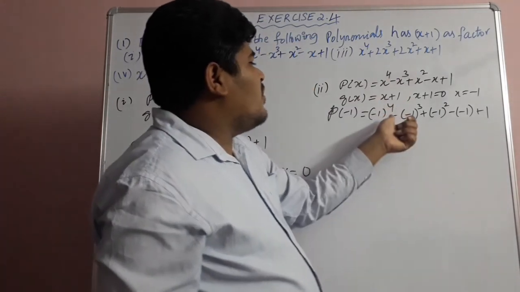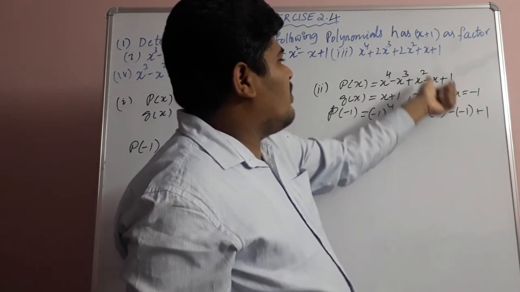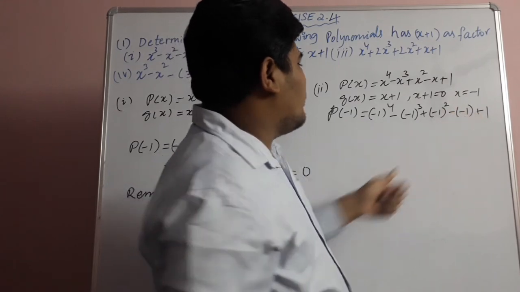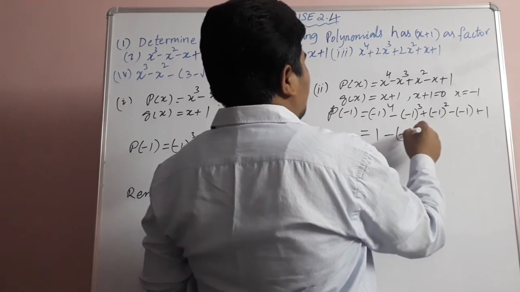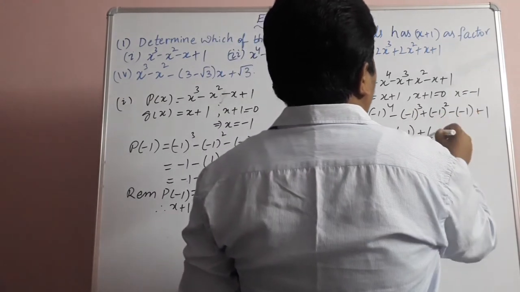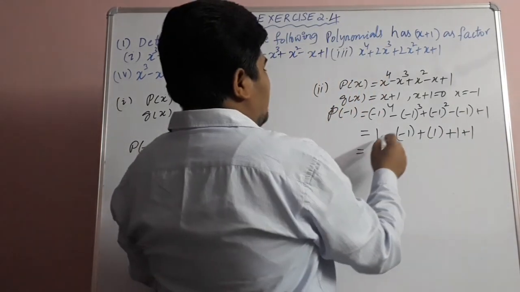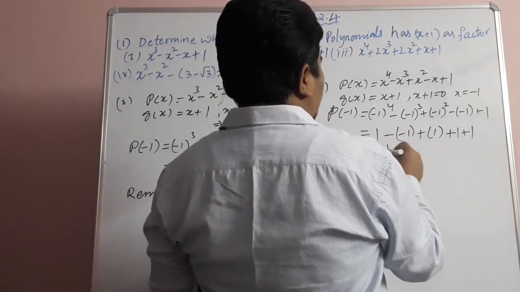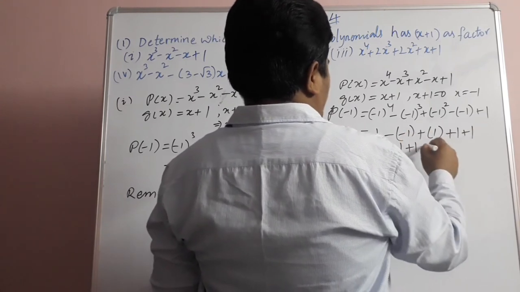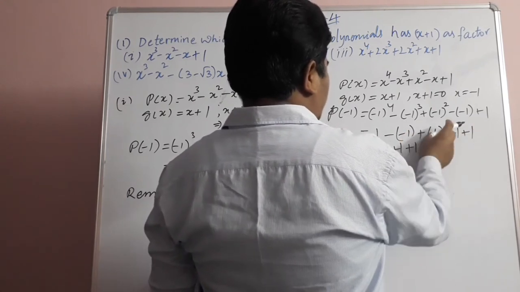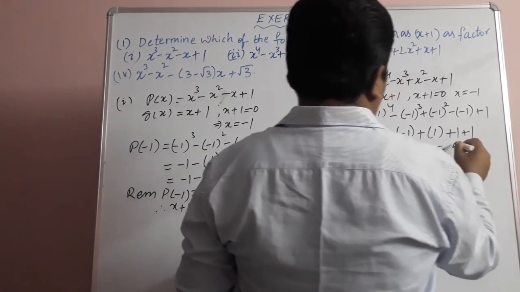Negative 1 to the power of 4 minus negative 1 to the power of 3 plus negative 1 to the power of 2 minus negative 1 plus 1. So (-1)^4 is 1, minus of (-1) cube is plus 1, plus (-1) square is plus 1. Minus into minus is plus, and plus 1. Now children, see, 1 plus 1 plus 1 plus 1 plus 1. Here the remainder is 5, children.